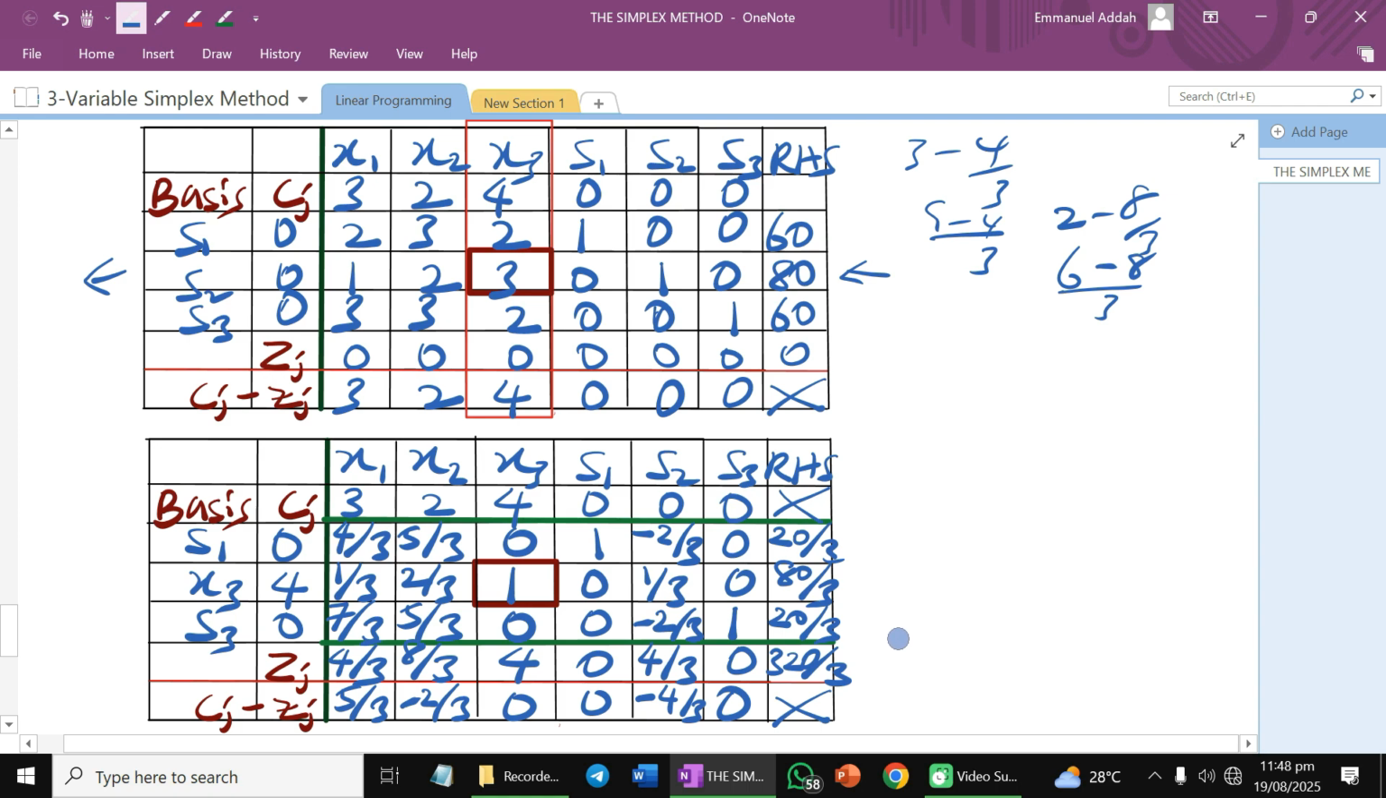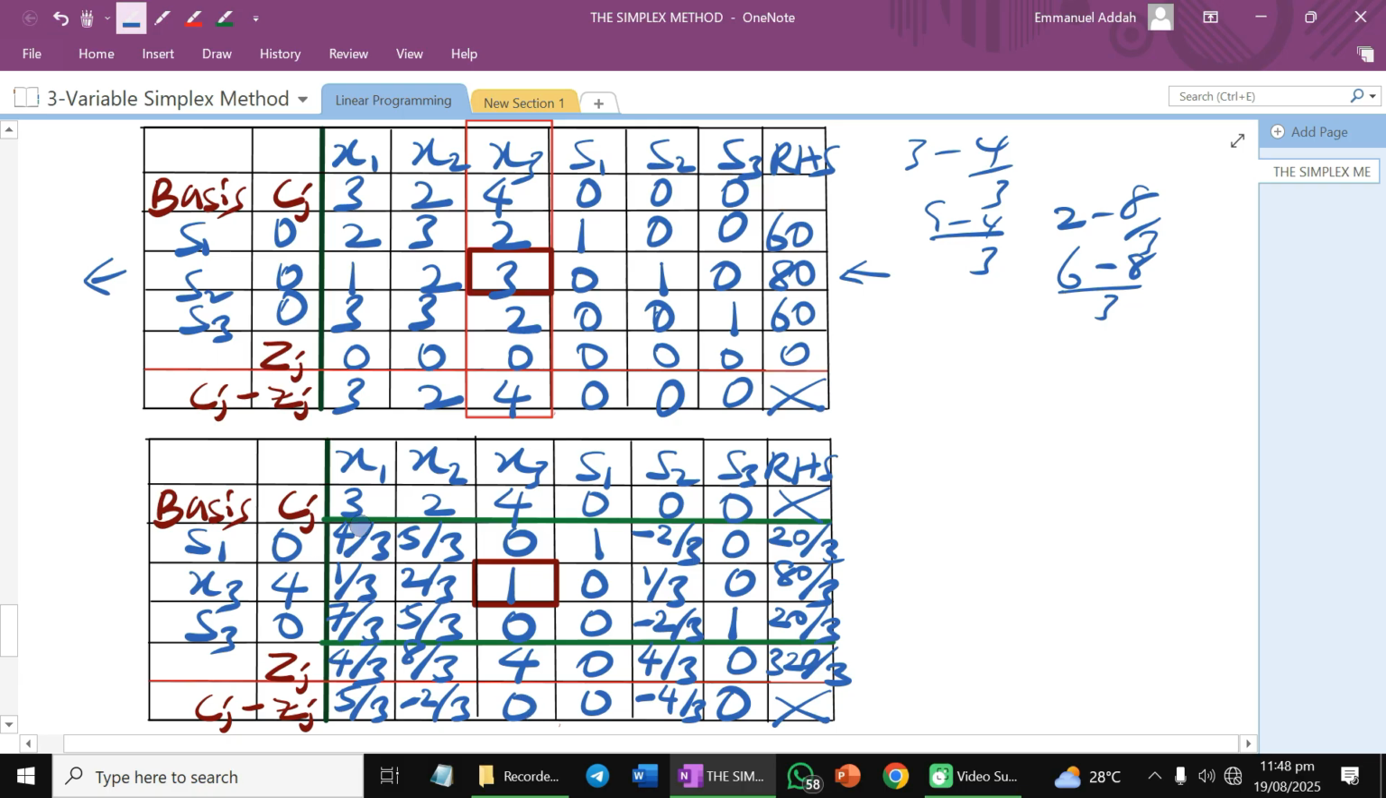And the next step is to determine whether the tableau is optimal or not. You check the Cj minus Zj row. If you have any positive value, then it means the tableau is not optimal. In this case, we have a positive value. And if you have more than 1 positive value, then you take the greatest positive value.